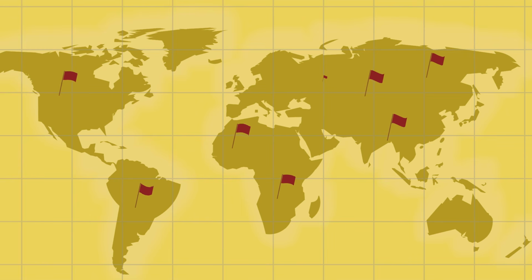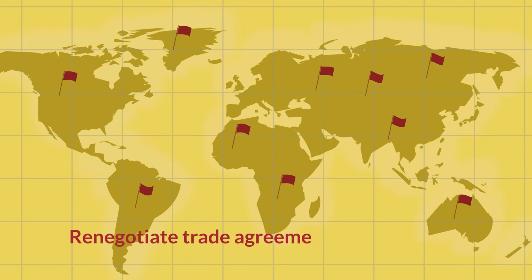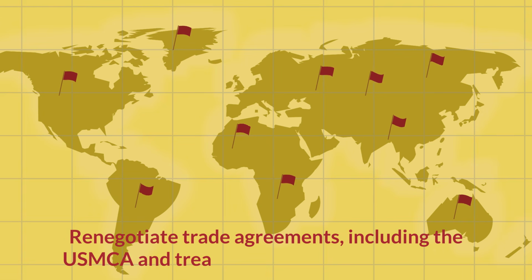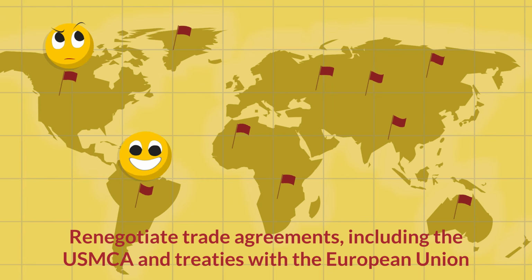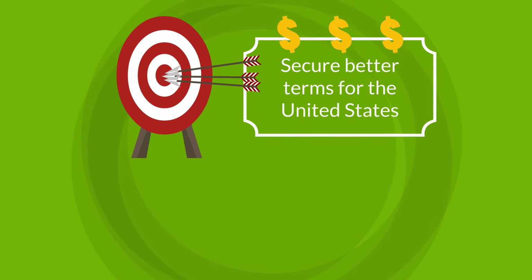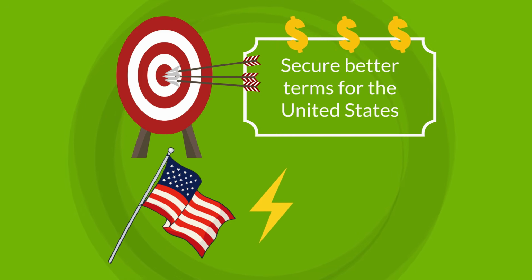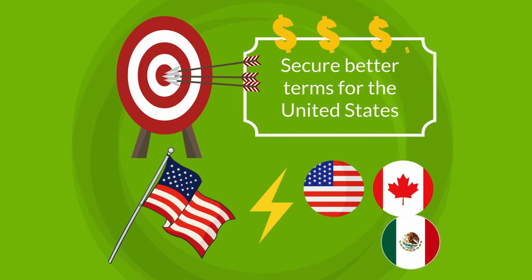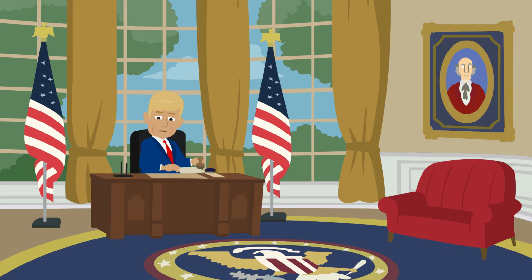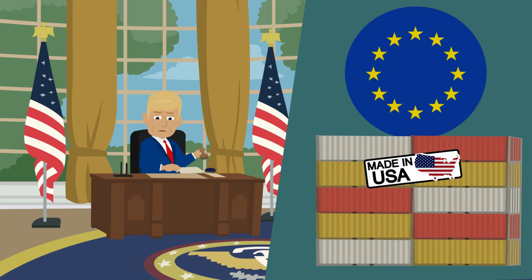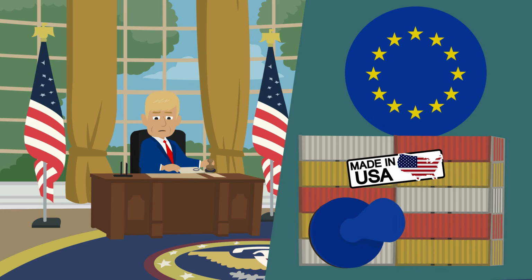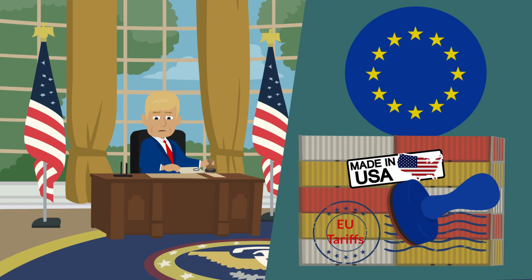The Trump administration decided to renegotiate some trade agreements, including the USMCA and treaties with the European Union. This decision received mixed reactions. The goal was to secure better terms for the United States, but some critics argued that it could harm cooperation between North American countries. The EU responded by imposing tariffs on US products, which raised concerns about the administration's handling of international trade.